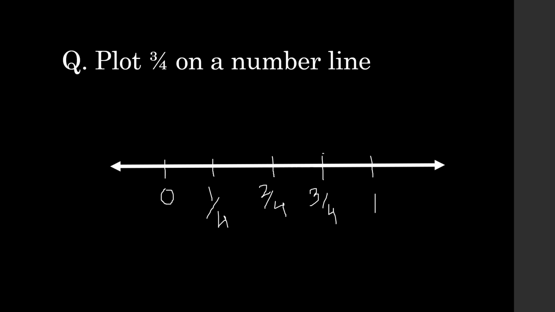So we have to plot here 3 by 4. This point is our 3 upon 4. Similarly, you can plot different digits on a number line. So this is how rational numbers are plotted on a number line. This was a simple example.